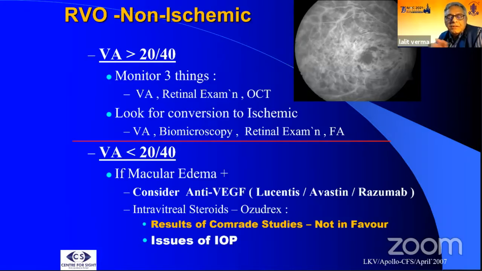So if the vision is, say, better than 6/12, we can have a conservative kind of treatment because a lot of these patients have a relatively good natural history of improvement. However, if the vision is less than 6/12, then the stakes are high, and especially if the macular edema is documented in a patient of 6/12, then we do consider giving the first line of treatment as anti-VEGF.